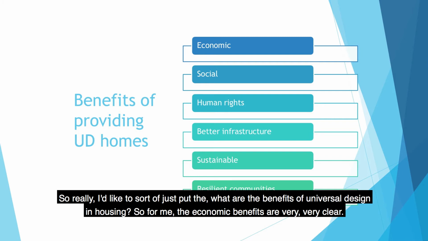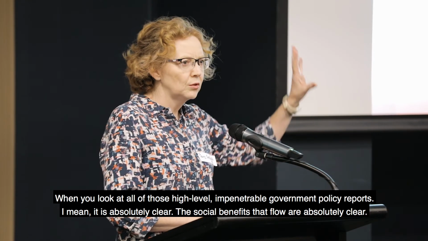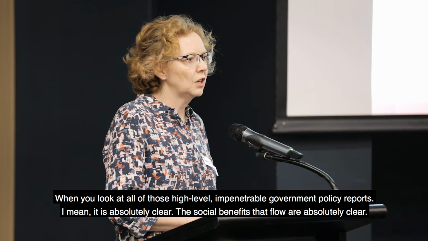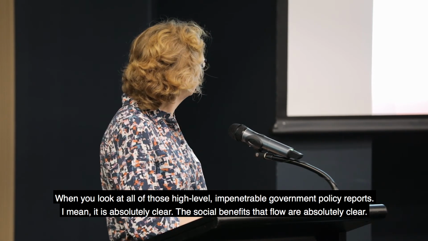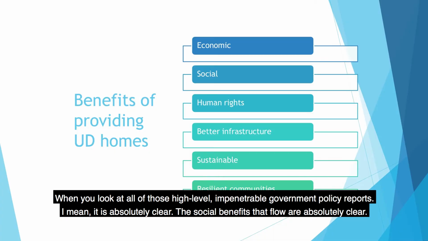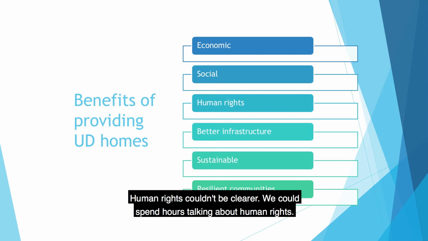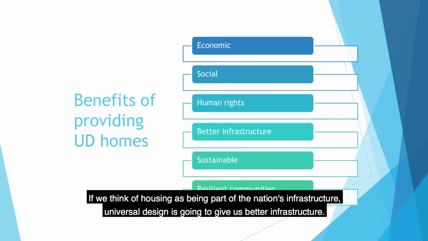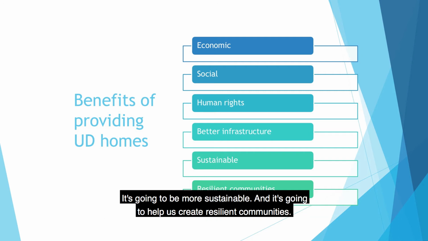So for me, the economic benefits are very, very clear when you look at all of those high-level, impenetrable government policy reports. It is absolutely clear. The social benefits that flow are absolutely clear. Human rights couldn't be clearer. We could spend hours talking about human rights. If we think of housing as being part of the nation's infrastructure, universal design is going to give us better infrastructure. It's going to be more sustainable, and it's going to help us create resilient communities.